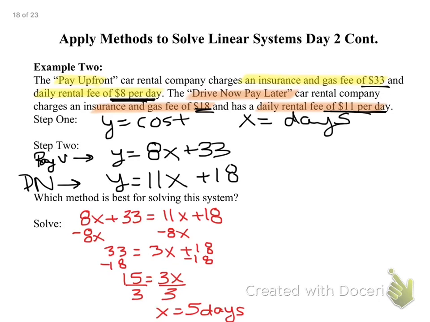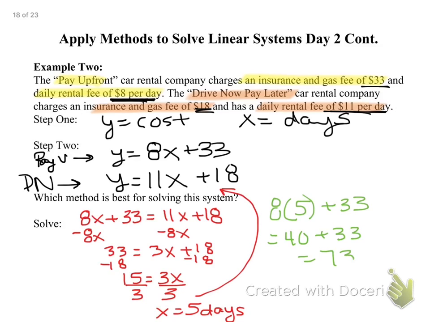I want to see how much it's going to cost me if 5 days do go by and I rent a car. So I'm going to plug this 5 back into one of those equations. It doesn't matter which one. I'm going to pick the first one. So I've got 8 times 5 plus 33. That's going to equal 40 plus 33, which gives me 73. So it's going to cost me $73 when I break even. But say you're going to be there for 10 days. Maybe pick an equation, plug x equals 10 in, and see which one gives you that better cost. If you're not going to graph it, another way is just to plug and check which one would be the better option.